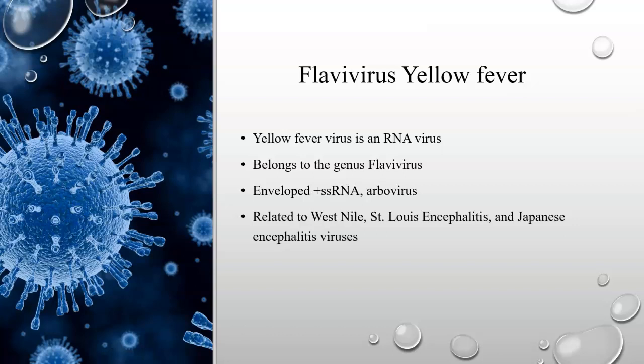The yellow fever virus is an RNA virus. It belongs to the genus Flavivirus. It contains an envelope, and its genetic material, or genome, is a positive single-stranded RNA molecule. It is an arbovirus, which means it is mostly transmitted by mosquitoes, ticks, basically any of these insects, and is related to the West Nile, St. Louis, and the Japanese viruses.